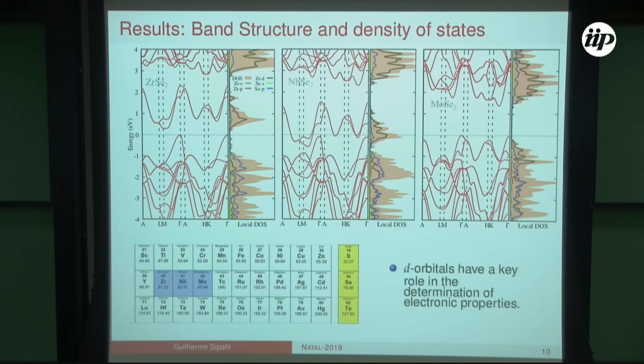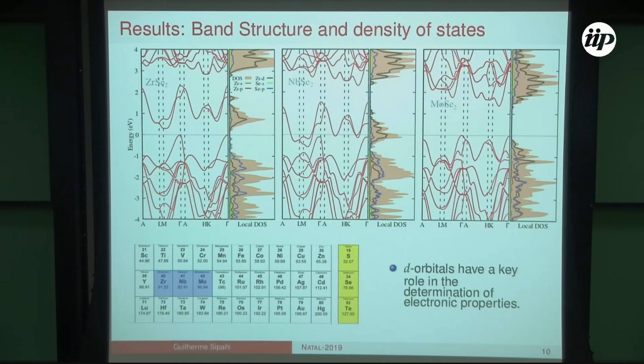Now, calculating the band structure, what we have here are three different materials, okay? Zirconium selenide, niobium selenide, molybdenum selenide. We can see three situations: a semimetal, a metal, and a semiconductor. The most important thing that we see here is that it is the d orbitals that play this role. Depending on how the d orbital is there, you have some density of states that detaches itself.